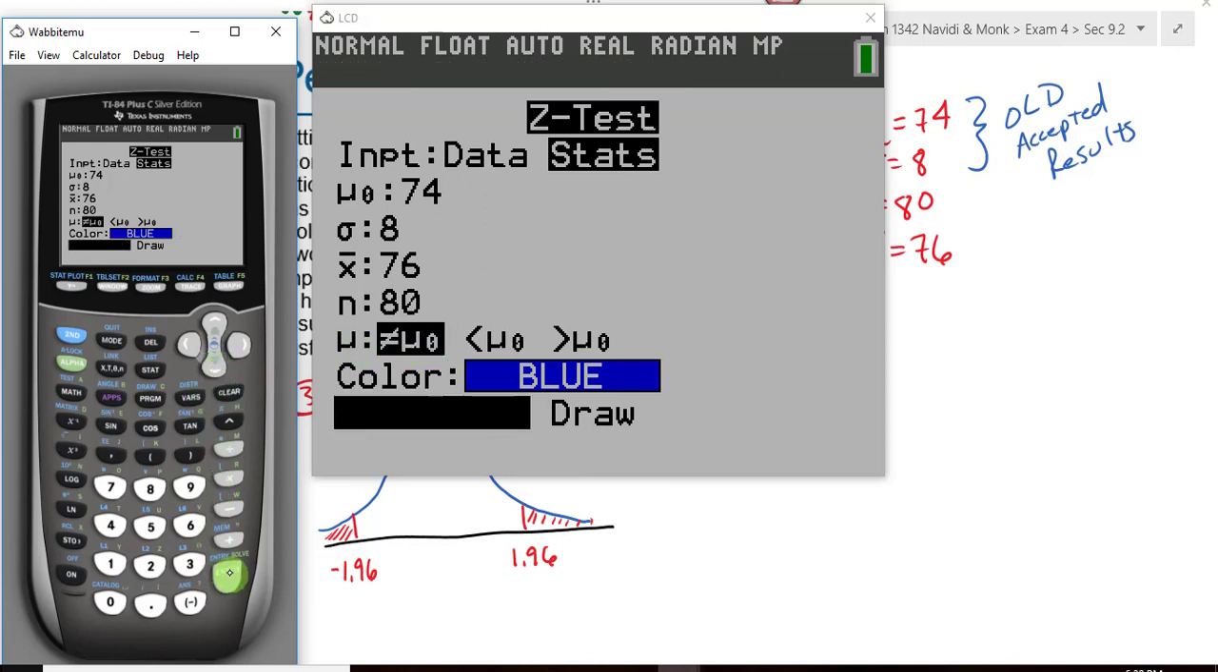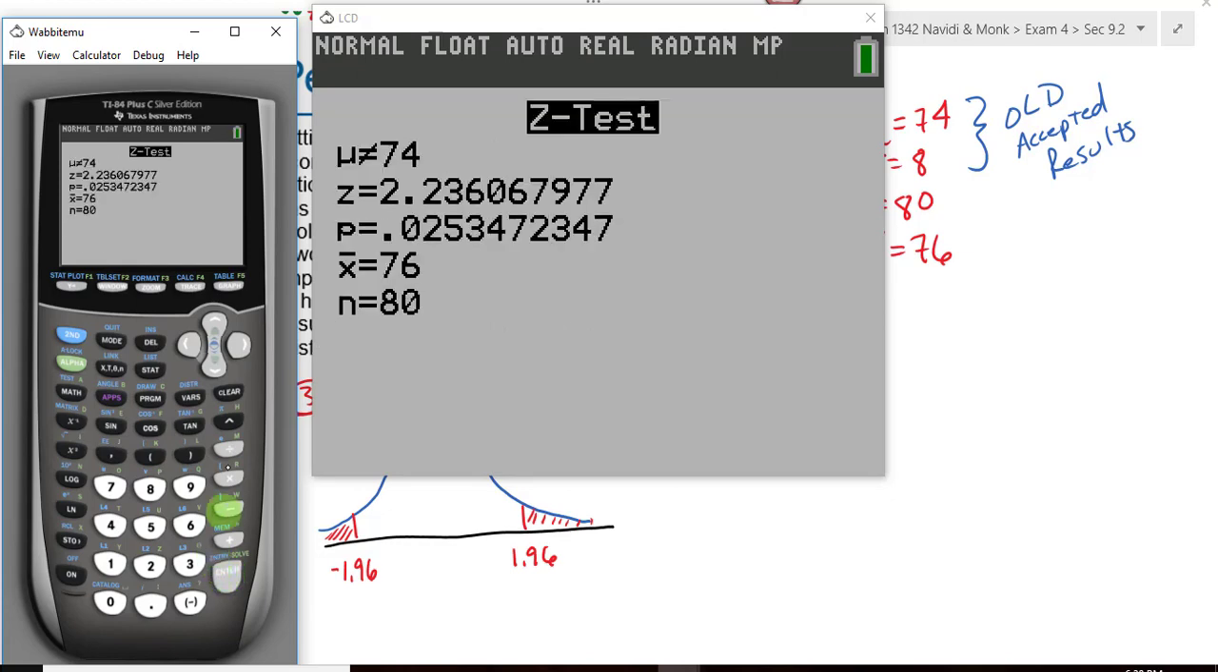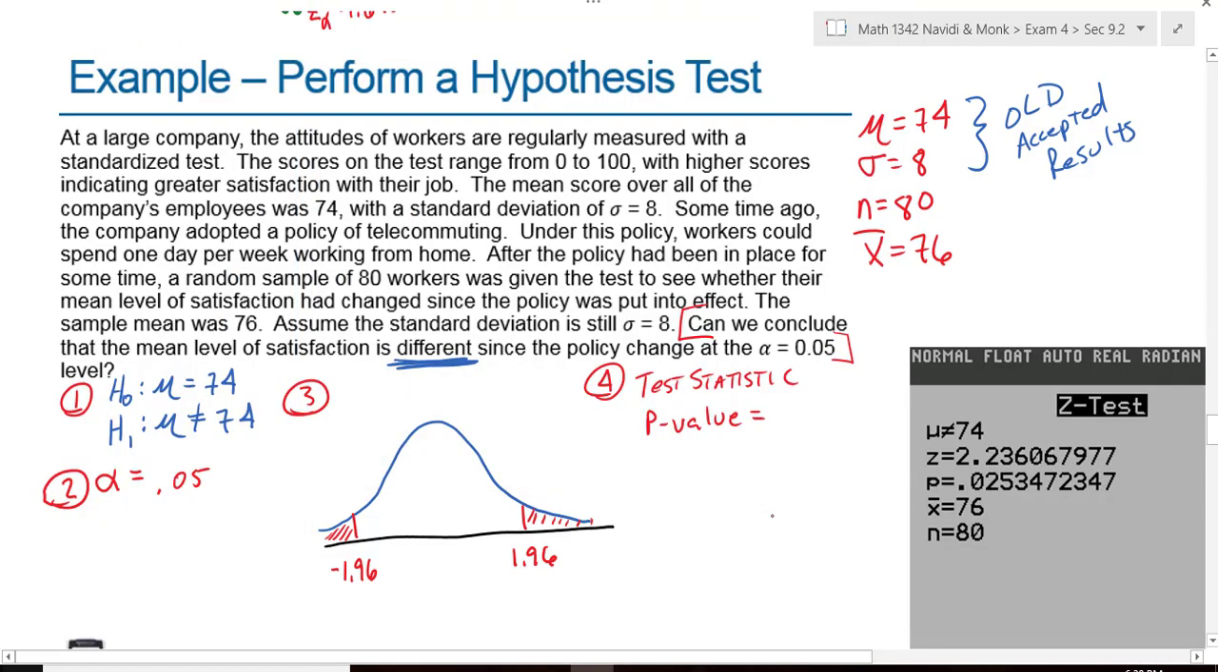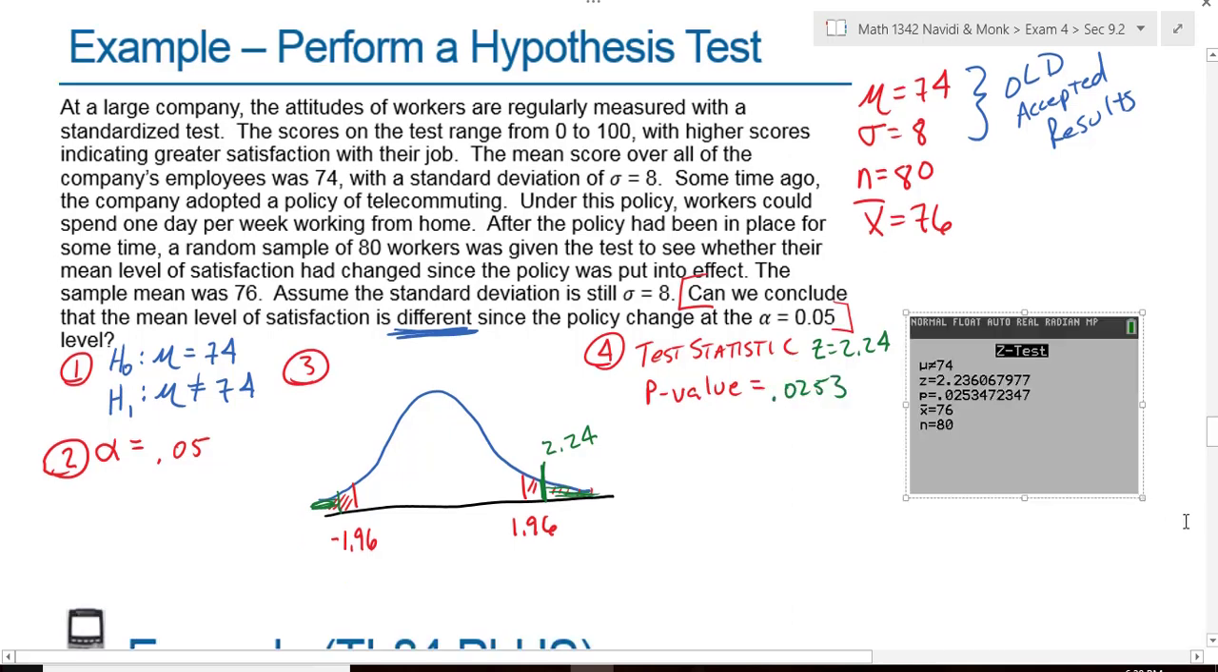Then we calculate the results, giving us this output, and our test statistic is going to be z equals 2.24. 2.24 is about right here. Your p-value is this area to the right here, as well as a matching area to the left over here. Don't worry about how I calculate it. We're told the p-value is 0.0253. You'll need to report the p-value.